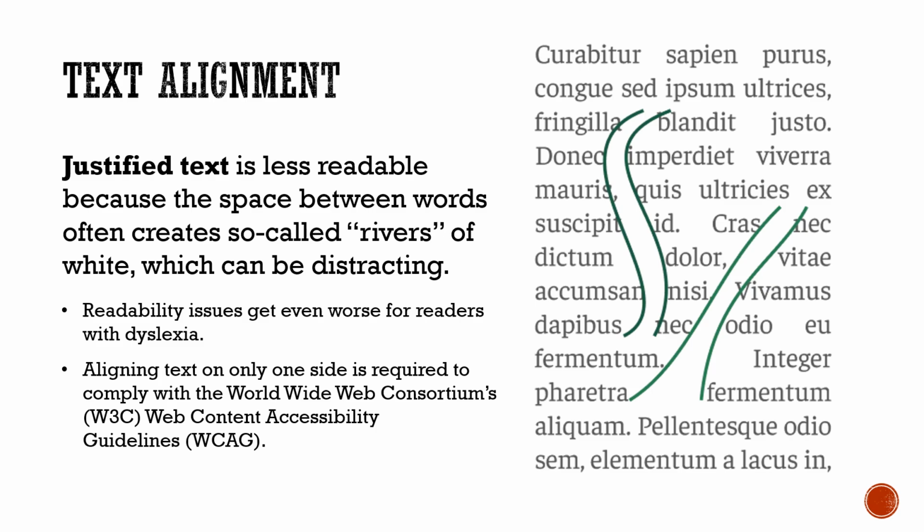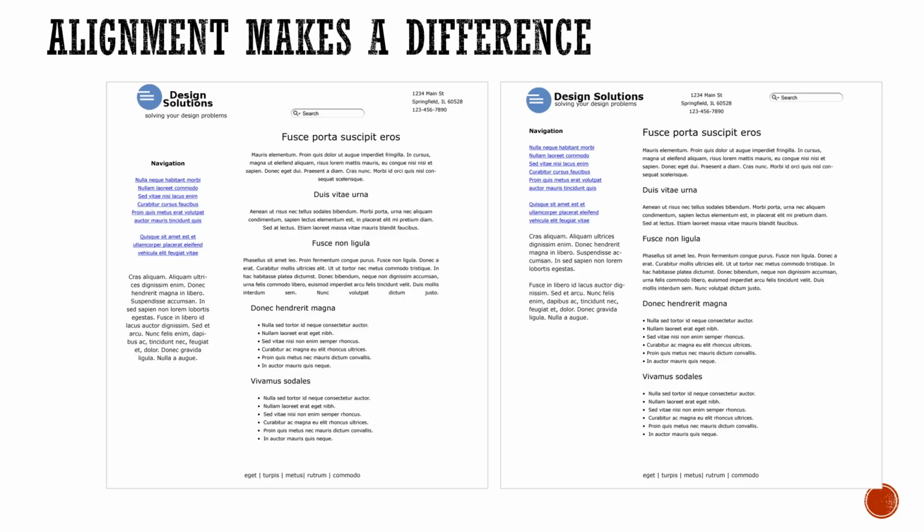Aligning text on only one side is required to comply with the World Wide Web Consortium's Web Content Accessibility Guidelines, which is called the WCAG. An estimated 10% of the population is dyslexic to some extent. So rivers and shifting spaces between the words are also problematic when using screen magnifiers. Once again, it's easier to find the right line in a left aligned text, even after scrolling. So alignment makes the difference.